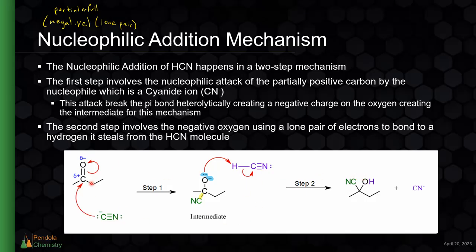So this is, again, a two-step mechanism, very, very similar to the addition mechanism we saw in alkenes. A few key differences. The mechanism we saw in alkenes was electrophilic addition, whereas this is nucleophilic addition. The main difference is that we have a nucleophile to start with instead of an electrophile that's attracted to a partially positive charge instead of the negative of the double bond.